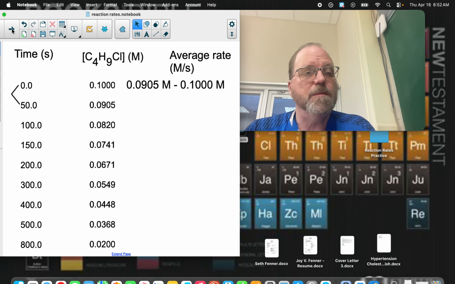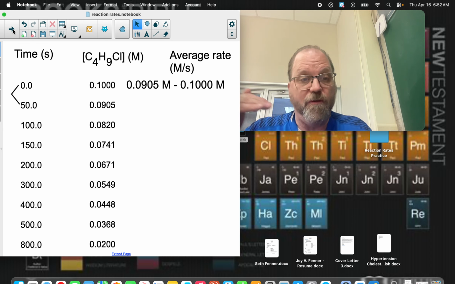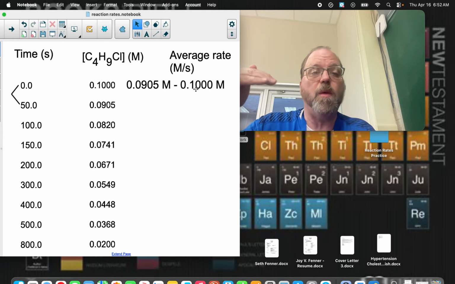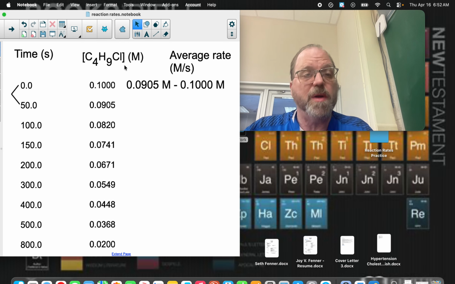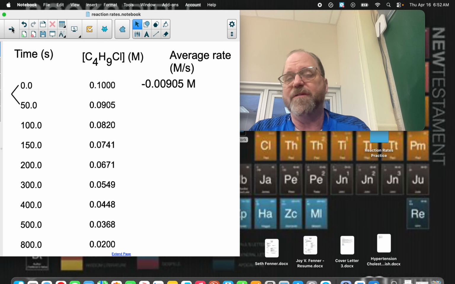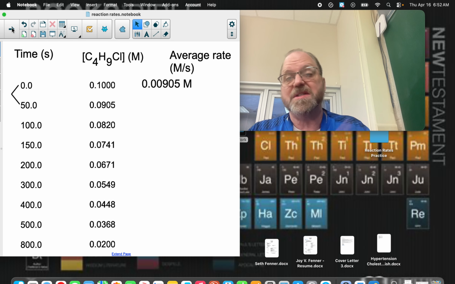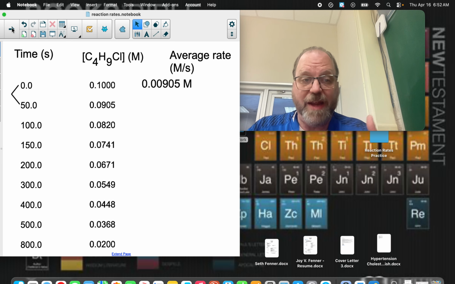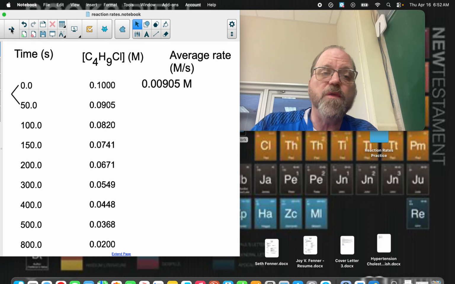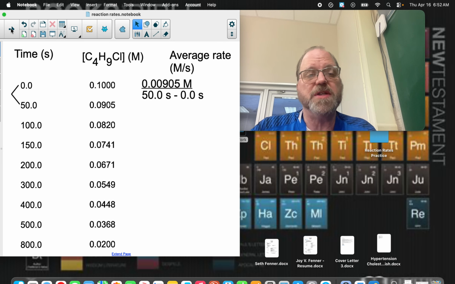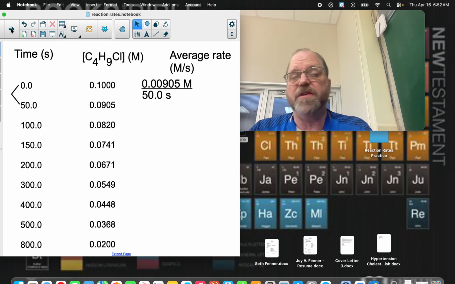0.0905 molar, the final, minus 0.1000 molar. We get a difference of negative 0.00905 molar. Now, we're going to get rid of that negative, because all the negative means is that it's disappearing. So we're finding the rate of disappearance of this substance over the time. From 50.0 to 0.0, the difference is 50.0.